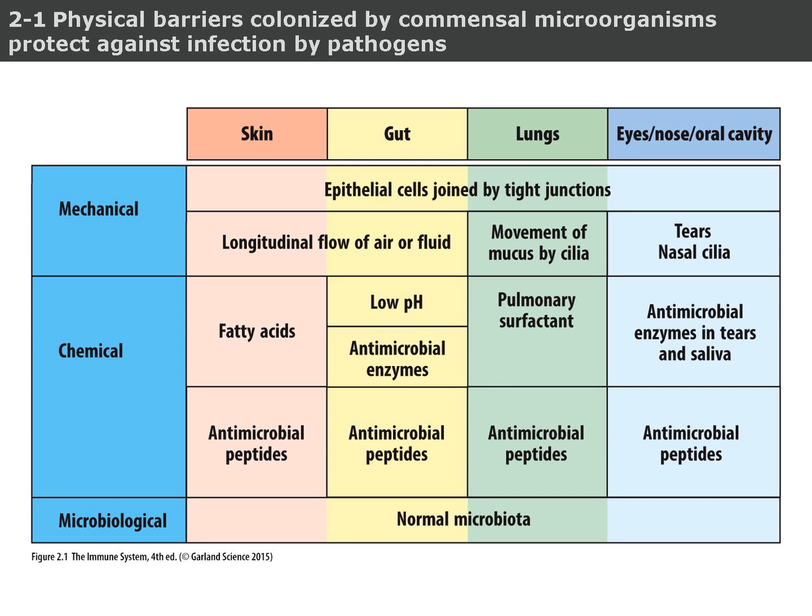Next, chemical barriers. On the skin, fatty acids and antimicrobial peptides inhibit microbial growth. In the gut, a low pH environment, antimicrobial enzymes and peptides serve as defenses. The lungs utilize pulmonary surfactant and antimicrobial peptides. And in the eyes, nose, and mouth, antimicrobial enzymes in tears and saliva, along with antimicrobial peptides, offer protection.